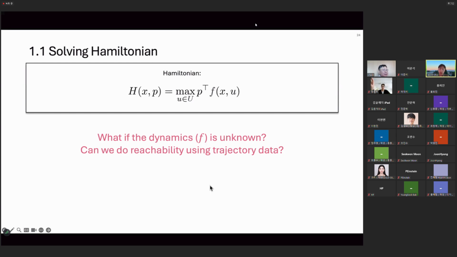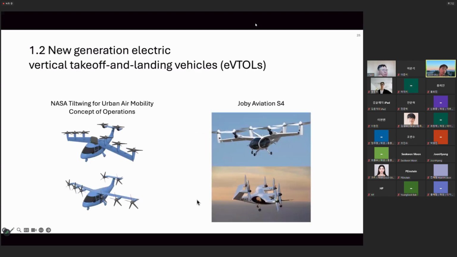So now, given this background that we need to evaluate this Hamiltonian, and when we evaluate this Hamiltonian, we need access to this dynamics. Can we use data to approximately solve this problem? That will be the motivating question. And actually, the practical motivation again comes from my collaboration with Joby and NASA on guaranteeing the safety framework for their air taxi vehicles.